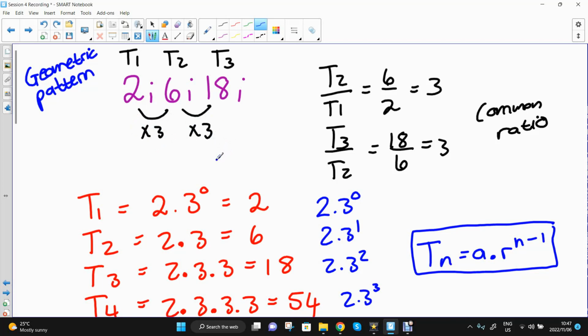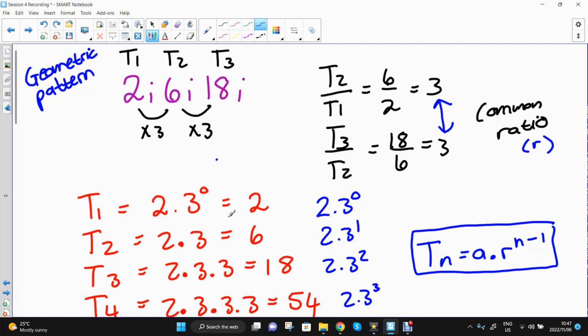And to test if you've got a geometric pattern, you can say term 2 divided by term 1, 6 divided by 2 gives you 3, then take term 3 divided by term 2, and you should get the same answer. And if you get the same answer, you can now say, yes, I've got a common ratio, and we say that is represented by R.